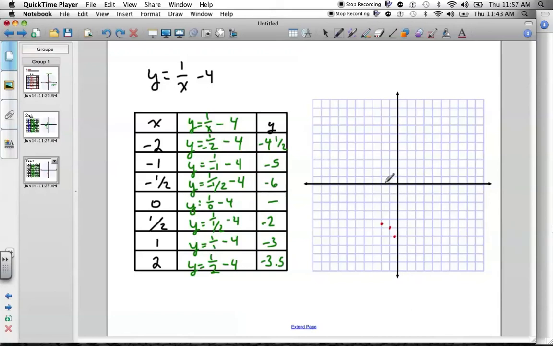Then 1/2, negative 2, excuse me. 1, negative 3. And 2, negative 3.5. And there you go. You have an asymptote now that is the y-axis. And you have an asymptote now where x is 0.